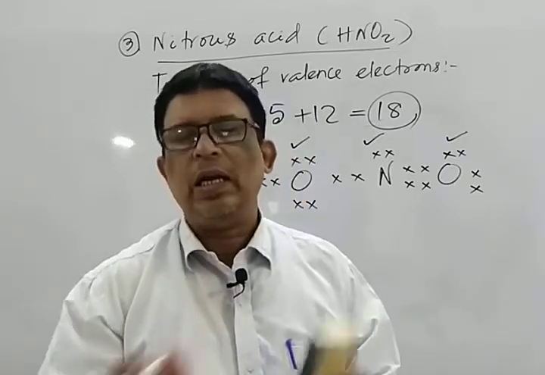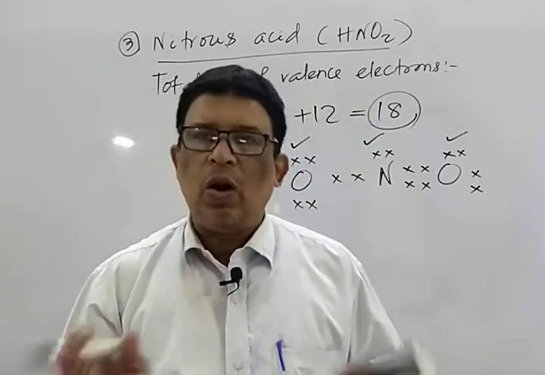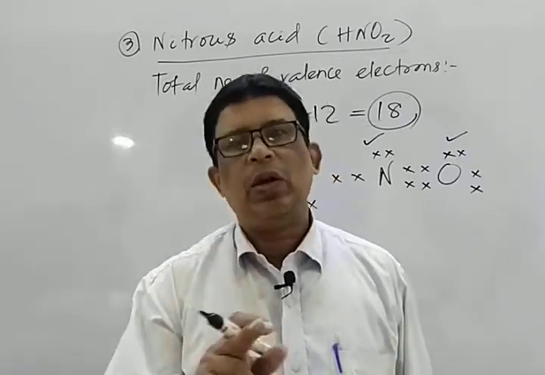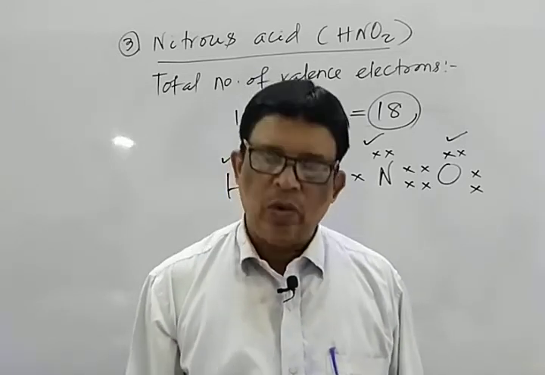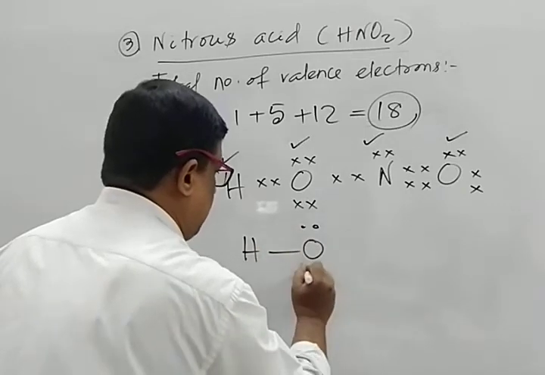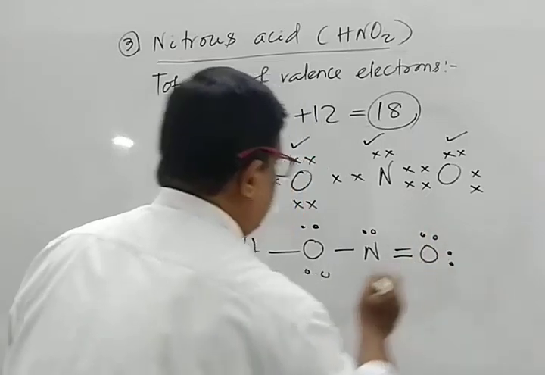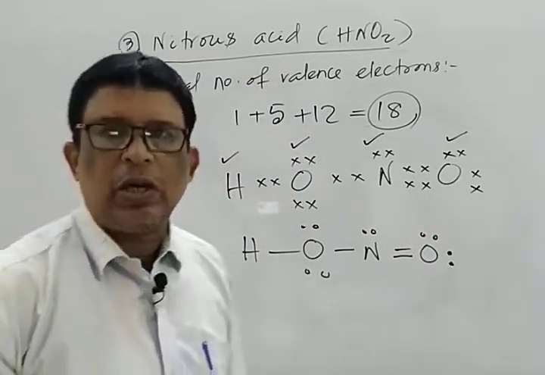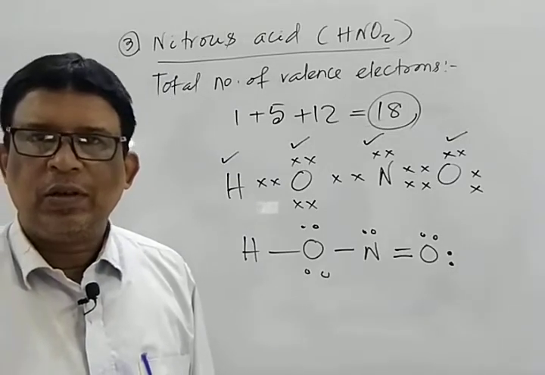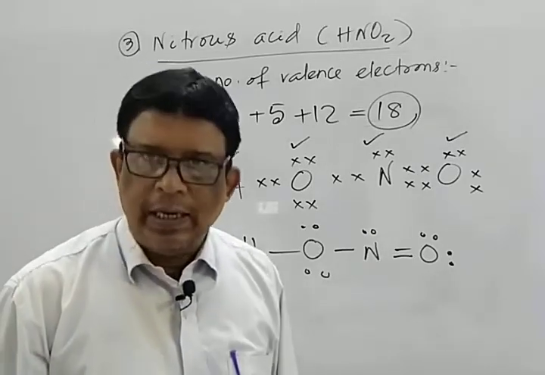There is no hard and fast rule that you have to write. But one thing is that hydrogen or fluorine always remain at the side position. And the central atom is generally the one with the lowest electronegativity in most of the cases. So mark that the structure is H, O, N, O. This is the Lewis structure representation for nitrous acid. Is it clear? Good. Next we switch over to another one, that is nitric acid.